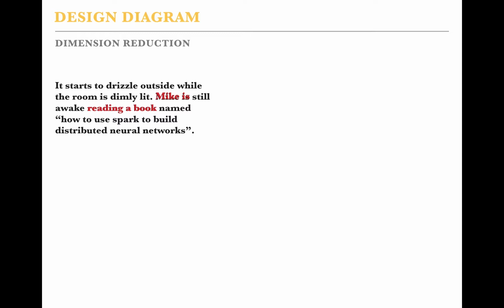So we need dimensionality reduction technology. Like this sentence, to find out what Mike is doing, we don't need to read and understand every word in the sentence. All we need is the important words. Mike is reading a book. The red words. Dimensionality reduction can do the same thing to our data set.